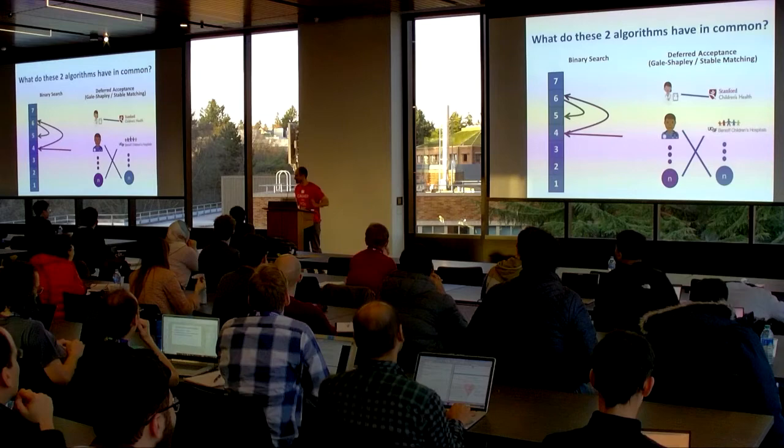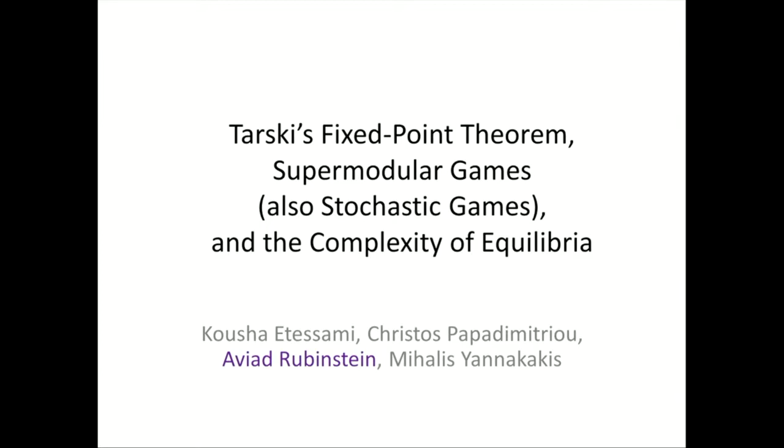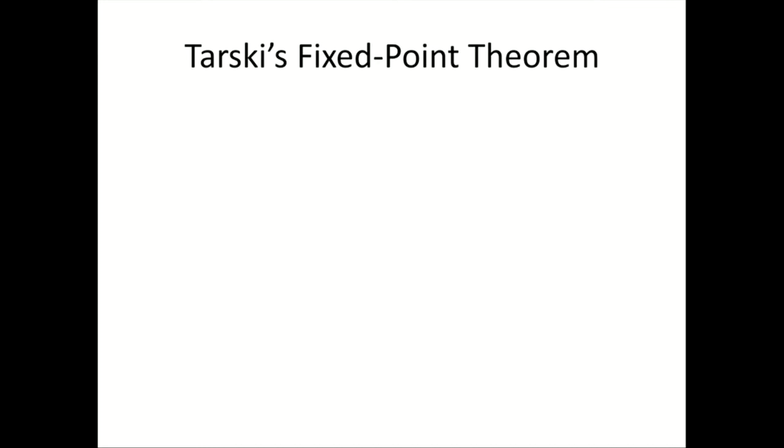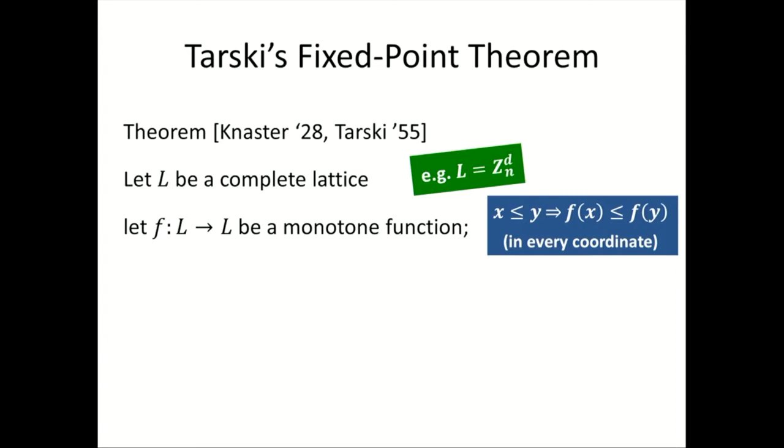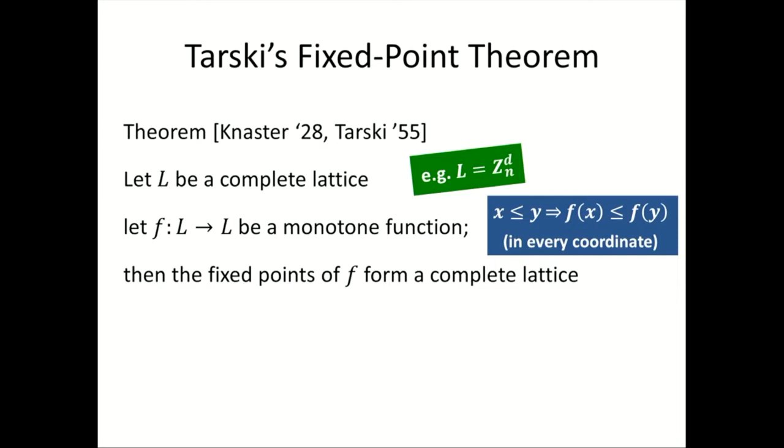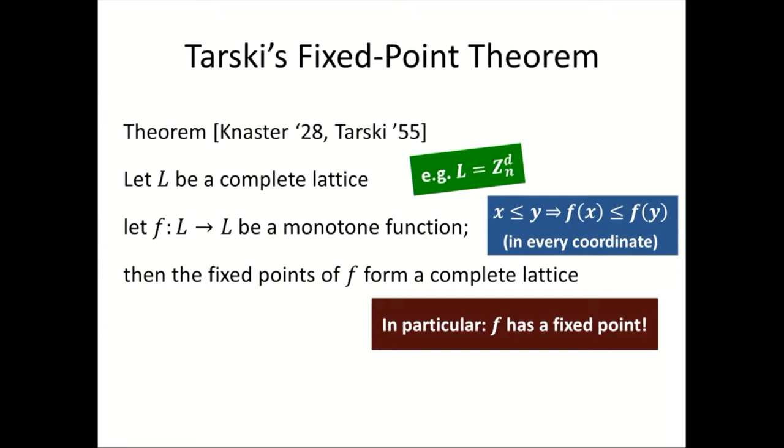This is the title of our paper. It's joint work with Kousha, Christos, and Mihalis. And this is Tarski's fixed point theorem. It was proved by Knaster in 1928. So there's a complete lattice. You don't need to know what a complete lattice is. It's just [n]^d. And there is a monotone function. It just means if y is bigger than x at every coordinate, then so will f(y) be bigger than f(x). And if these two conditions hold, then the fixed points of f form a lattice. You don't need to know what that is either, just that f has a fixed point. So there is some x such that f(x) equals x.